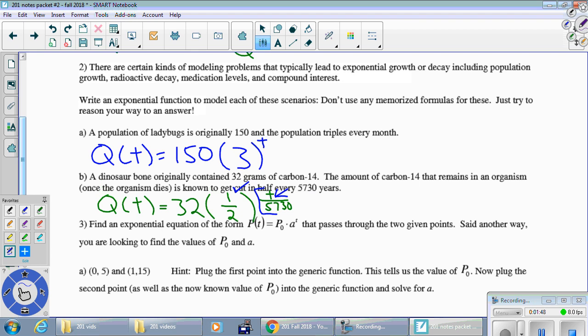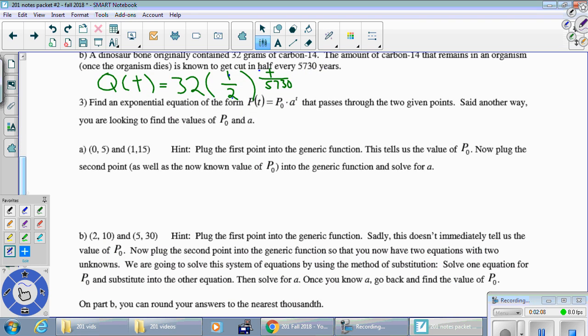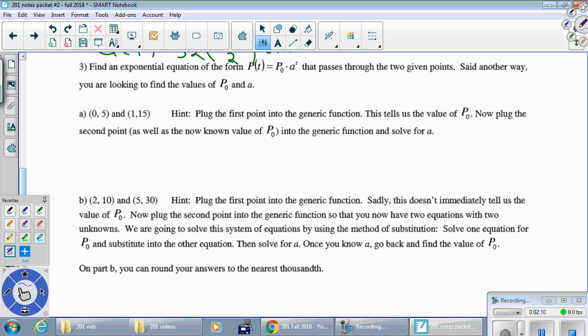Let's suppose that you plugged in double 5,730 years, so whatever that is, 11,460. If you put that right there, then this exponent is 2. And if you are waiting 11,460 years, then you are cutting in half twice, which is exactly what 1/2 squared would do. So no fancy formulas there, just thinking our way to the answer.